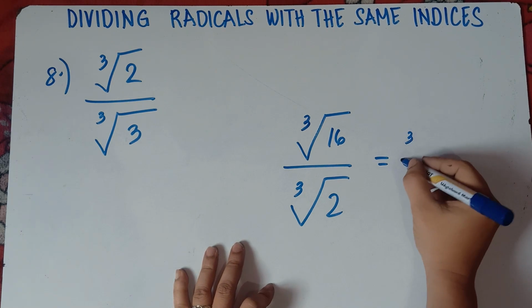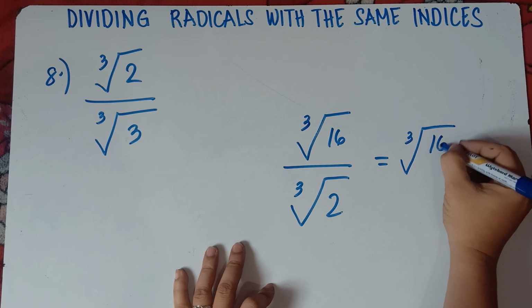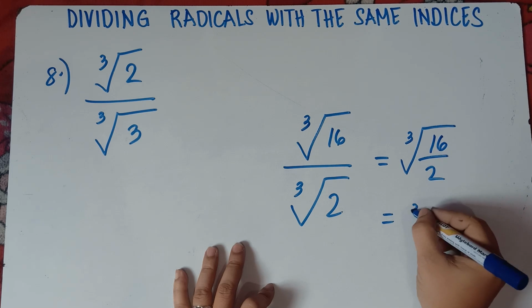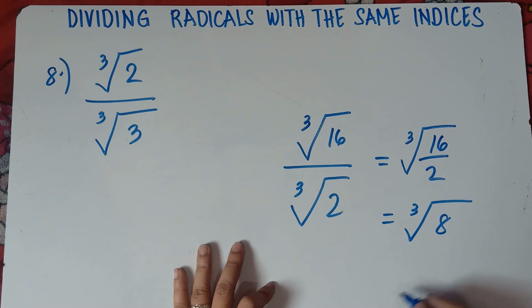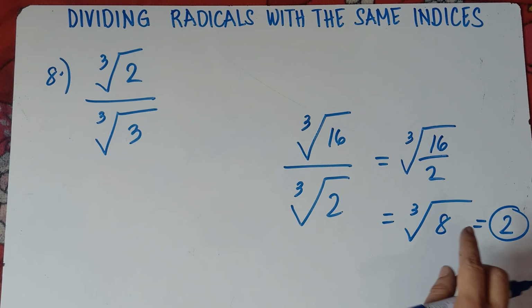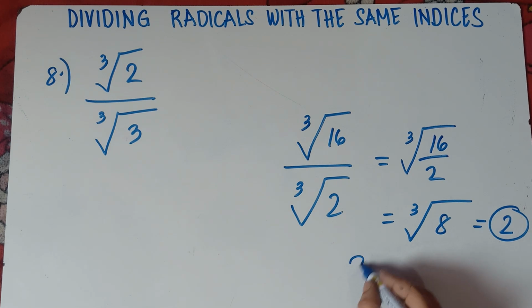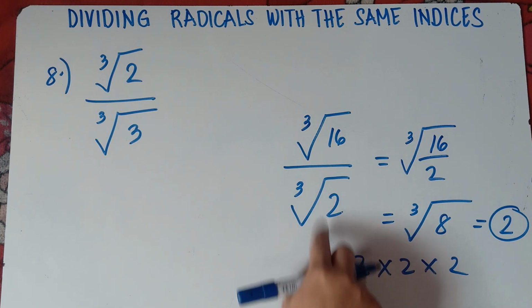So this will be cube root of 16 divided by 2. So 16 divided by 2, that is 8. And the cube root of 8, that is 2, right? Because you think of a number that when you multiply it by itself 3 times you will get 8. And that would be 2 because 2 times 2 times 2, that is 8. So the cube root of 8, that is 2. So if you can divide, very easy, class, for the cube root.